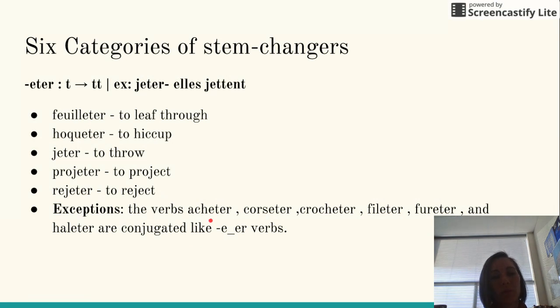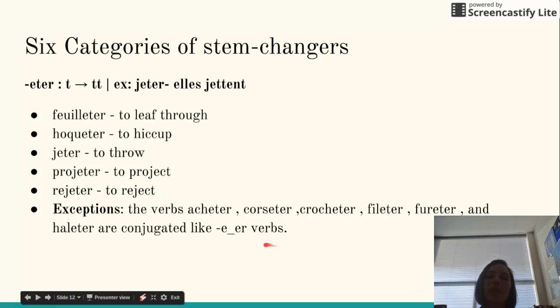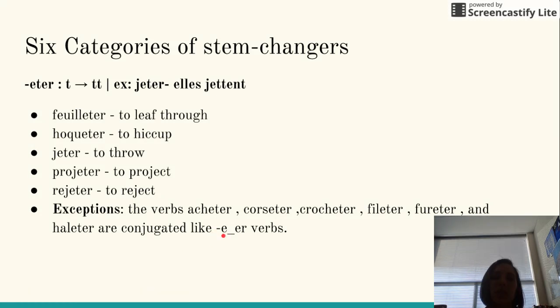Exceptions to the rule would be verbs like acheter, corseter, crocheter, fileter, fureter, and haleter. These are all conjugated like E consonant ER verbs. Again, we're going to look over those.